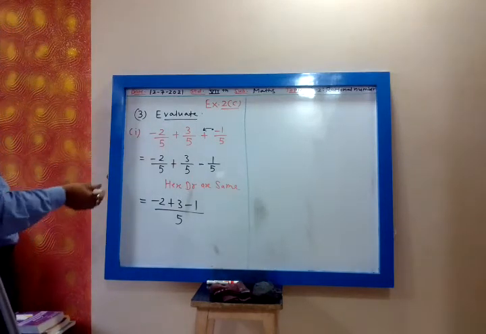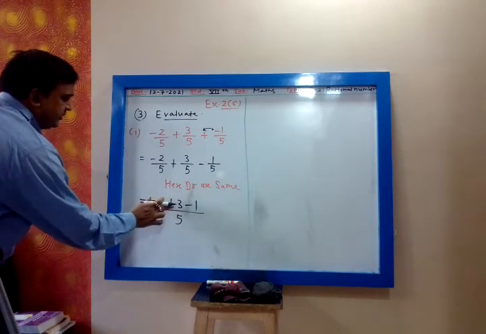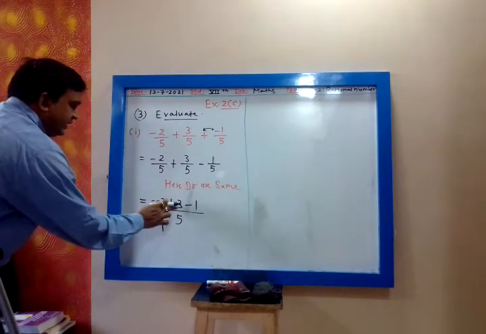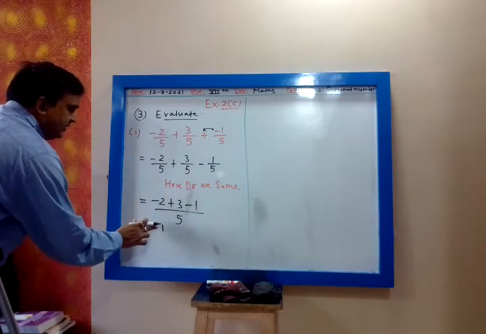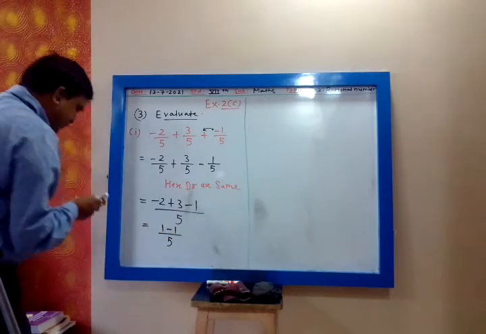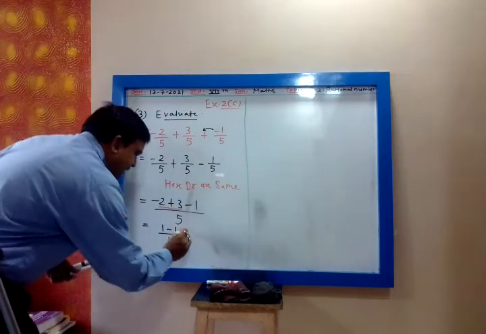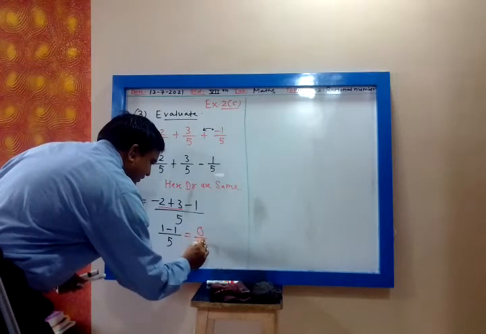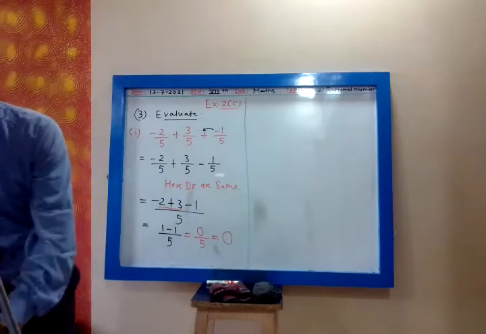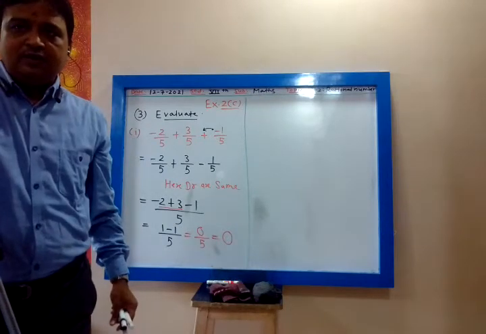Now we'll see whether they have same sign or opposite sign. Minus 2 and 3 have opposite sign, so you have to subtract. 3 minus 2 is 1. Which number is bigger? 3. What is the sign of that? Plus. So we write plus 1. Then 1 minus 1 upon 5. These two we simplify first. So 1 minus 1 is 0. 0 upon 5. Whenever numerator is 0, the whole rational number becomes 0. So the answer is 0.